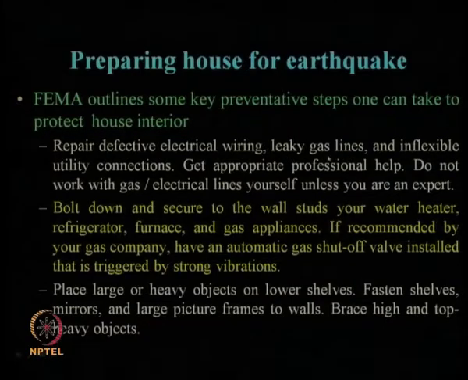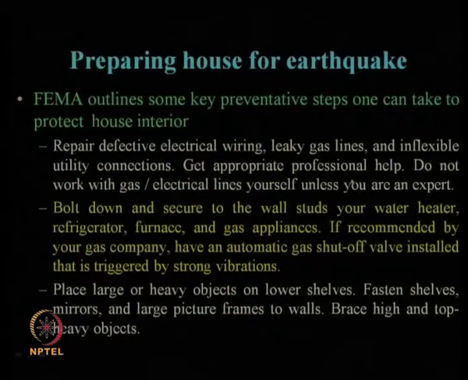Then leaky gas lines. If there are any chances of leakage through your gas line, of course, you must repair that, because again it may create a fire hazard after the earthquake due to large breakage of various structures. And inflexible utility connections, that is, fixtures and features inside the house that are inflexible or not properly connected. During an earthquake or shaking process, those are the things which are going to fall first. Suppose you have a piping system inside your house and it is not properly fixed, it is going to fall first, and it can hit you and other people staying in the house. So, those have to be fixed properly.